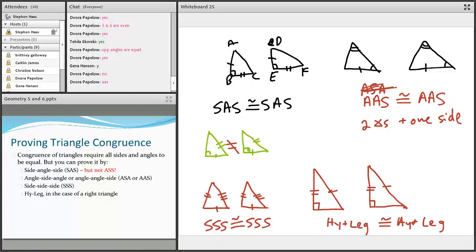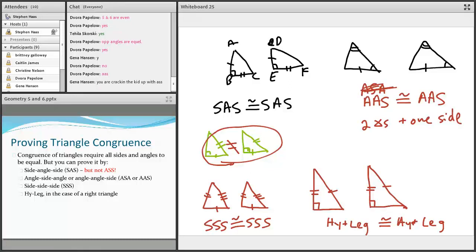Now this is really ASS or SSA, so even normally, just two sides and an angle that's not in between them, I said before, does not work. But it does work if it's a right triangle. If it's a right triangle, it's a specific special rule that the hypotenuse plus one of the legs is sufficient to prove congruence. Those are really the four ways to establish triangle congruence.